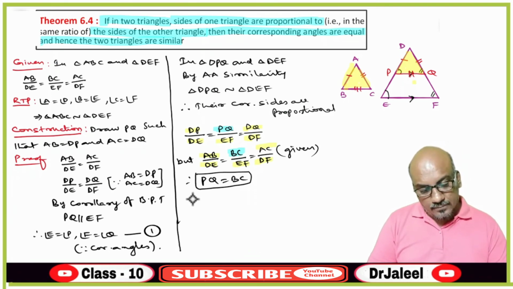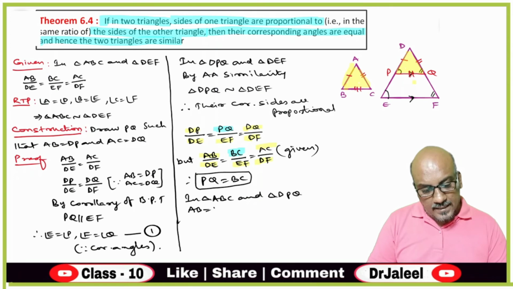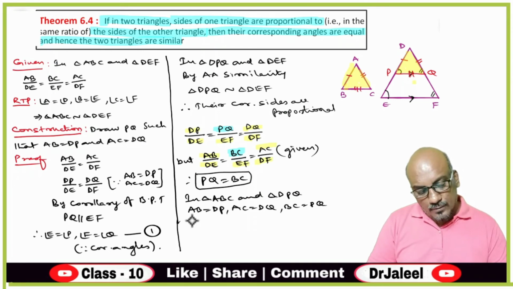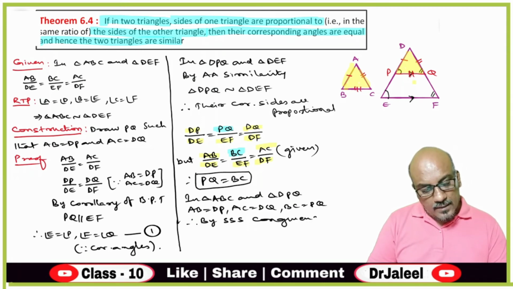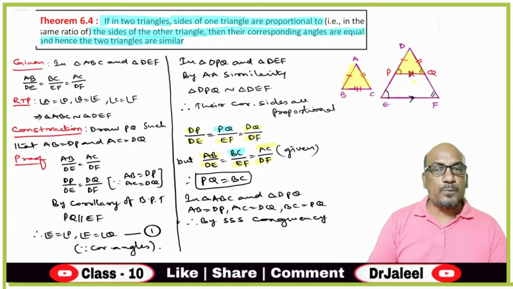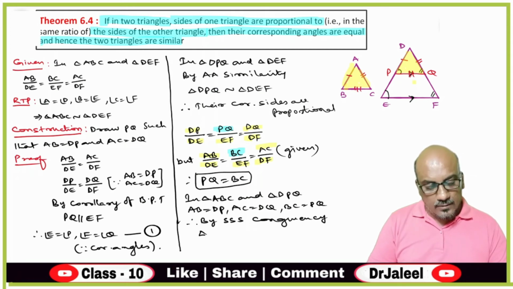Let us work on it. In triangles ABC and DPQ, as AB is equal to DP, AC is equal to DQ, and BC is equal to PQ, therefore by SSS congruency. So children, don't be confused here. We need to prove SSS similarity, and I am using SSS congruency here. So by SSS congruency, what can you say? Triangle ABC is congruent to triangle DPQ.